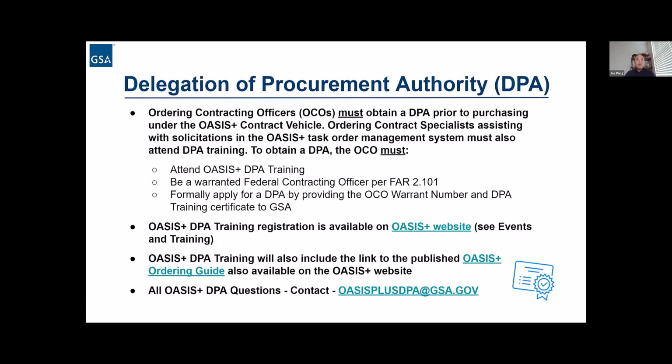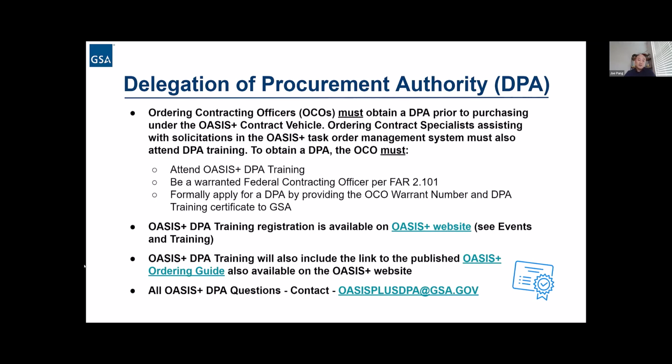And touching on the subject of DPA again, just a little more thorough information on how to go about getting your DPA. While the DPA is a requirement for the ordering contracting officer, program managers, program leads, and acquisition directors are also highly encouraged to attend the training. My apologies. The ordering contracting officer is required, but we recommend program managers, program leads, and acquisition directors take the training as well. DPAs issued for legacy OASIS programs do not carry over to OASIS Plus, so you do have to get a different training and different DPA process.